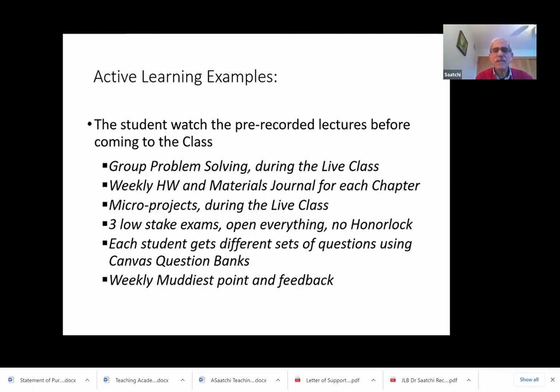All right, so the idea of this active learning was that the students watch pre-recorded lectures before coming to the class. And during class, they were engaged in various activities, group problem solving, micro projects, and so forth. So the challenge was the transition from this face-to-face classes last March to remote teaching, online teaching. And by the way, when I say high enrollment, this is about 200, on average, 200 students each semester.